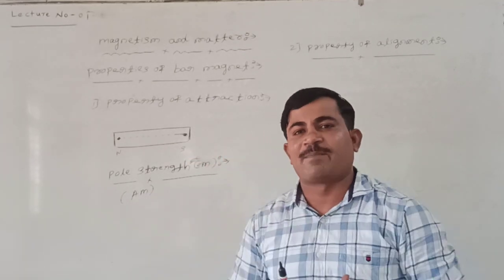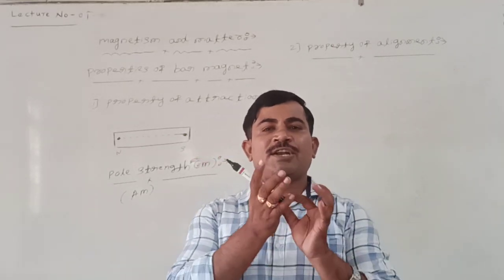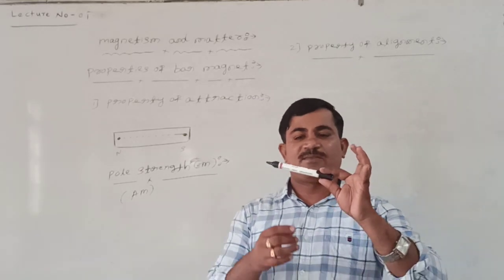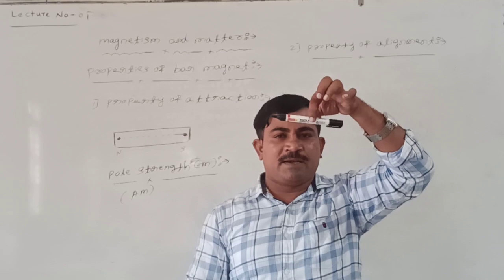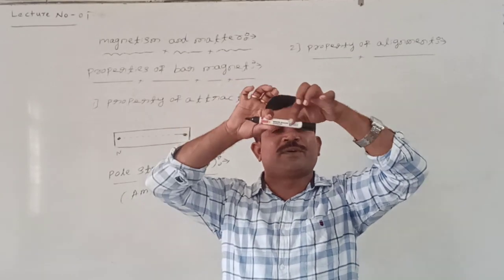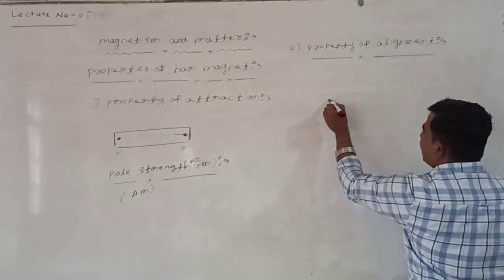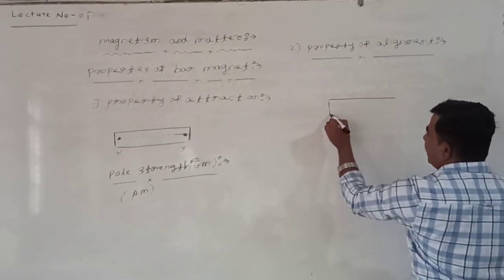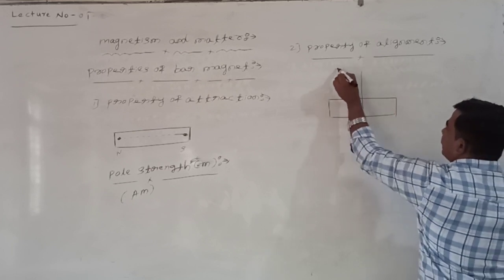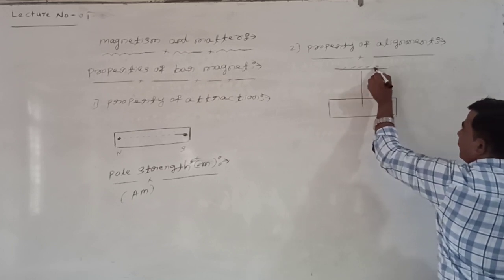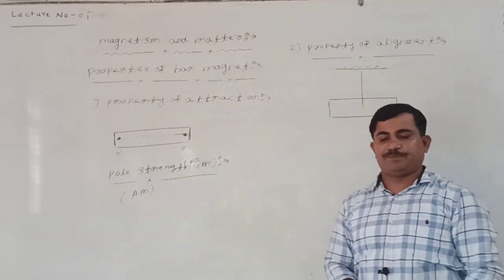Now let us take a bar magnet. When a bar magnet is freely suspended, it rests in a north-south direction. Let us take this as the bar magnet. When this bar magnet is freely suspended, it aligns in the north-south direction.